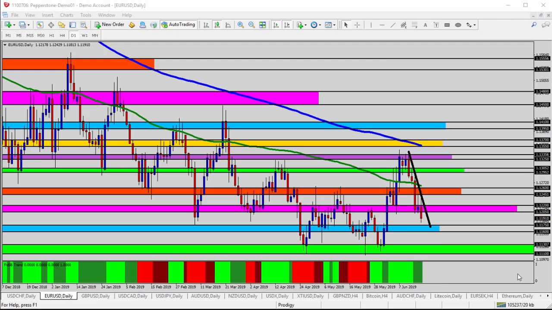As we start here on the daily time frame, the current trend and current momentum for this currency pair is bearish. If you look over here on the right hand side of the chart, the black trend line shows us the market has been moving lower for the past week or week and a half or so.